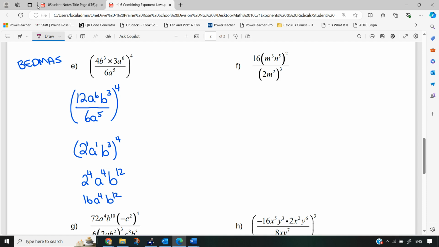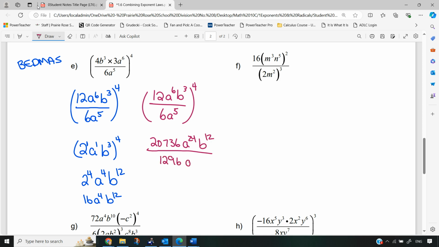Now the alternative method for this is to maybe simplify a little bit within the brackets and then bring the 4 in. So we're going to have, again, 4 times 3 is 12. We've got a to the 6th, b cubed, all divided by 6a to the 5th. And at this point, you might choose to bring in the 4. So 12 to the 4th becomes 20,736. And then we have a to the 24 and b to the 12. On the bottom, 6 to the 4th is 1,296. And we have a to the 20. When we divide those two coefficients, we're going to have 16. a to the 24 over a to the 20th is a to the 4th, and then we have b to the 12th.